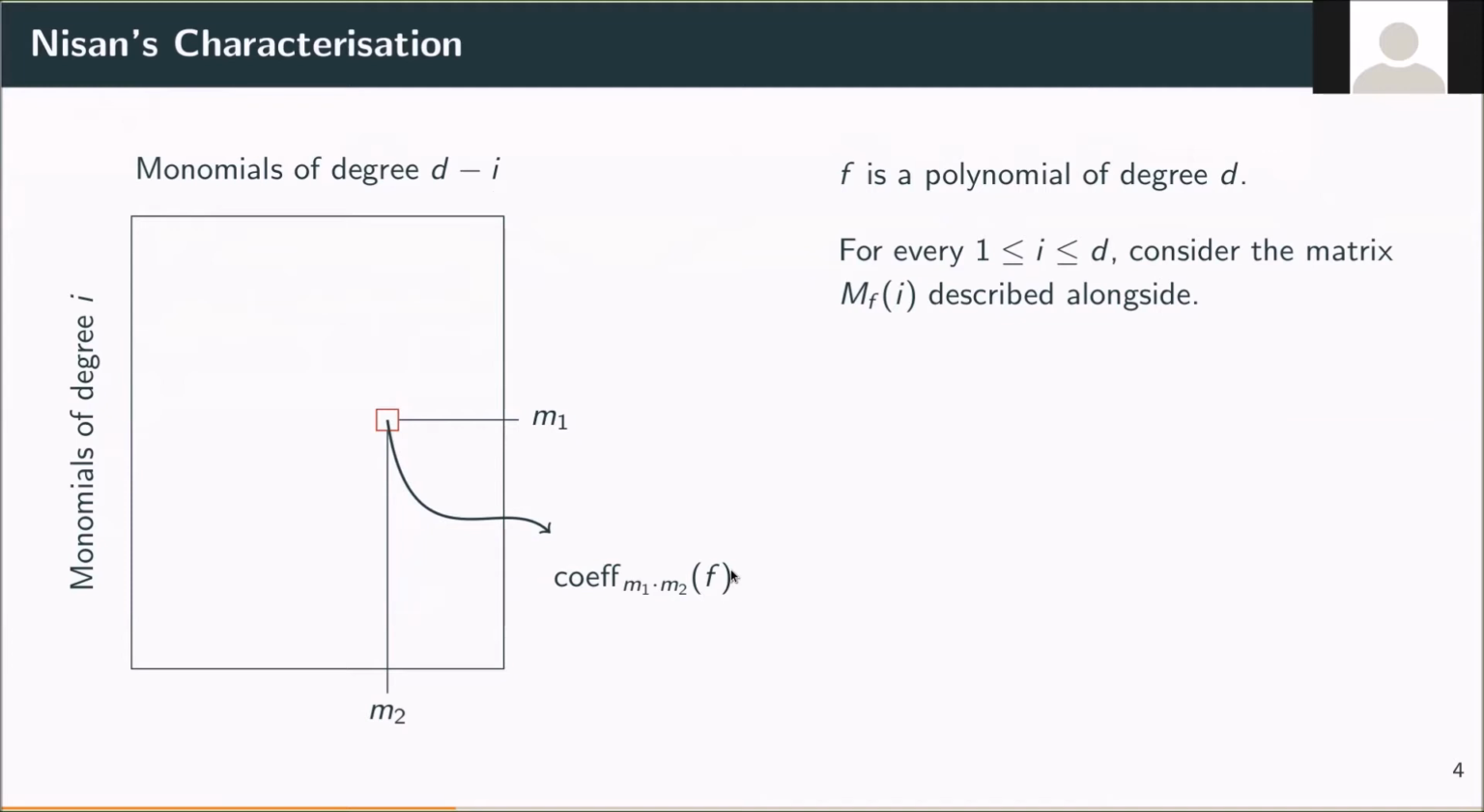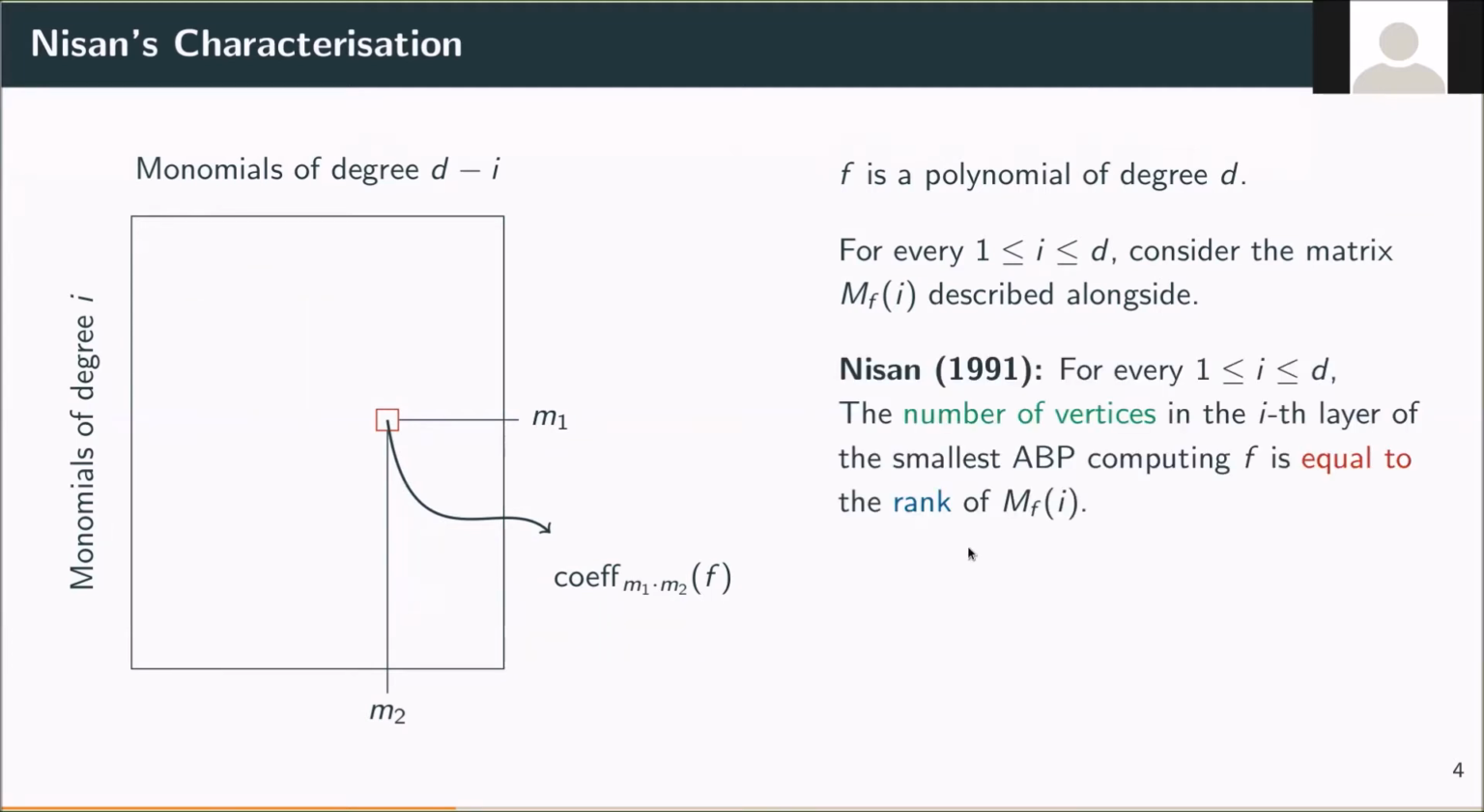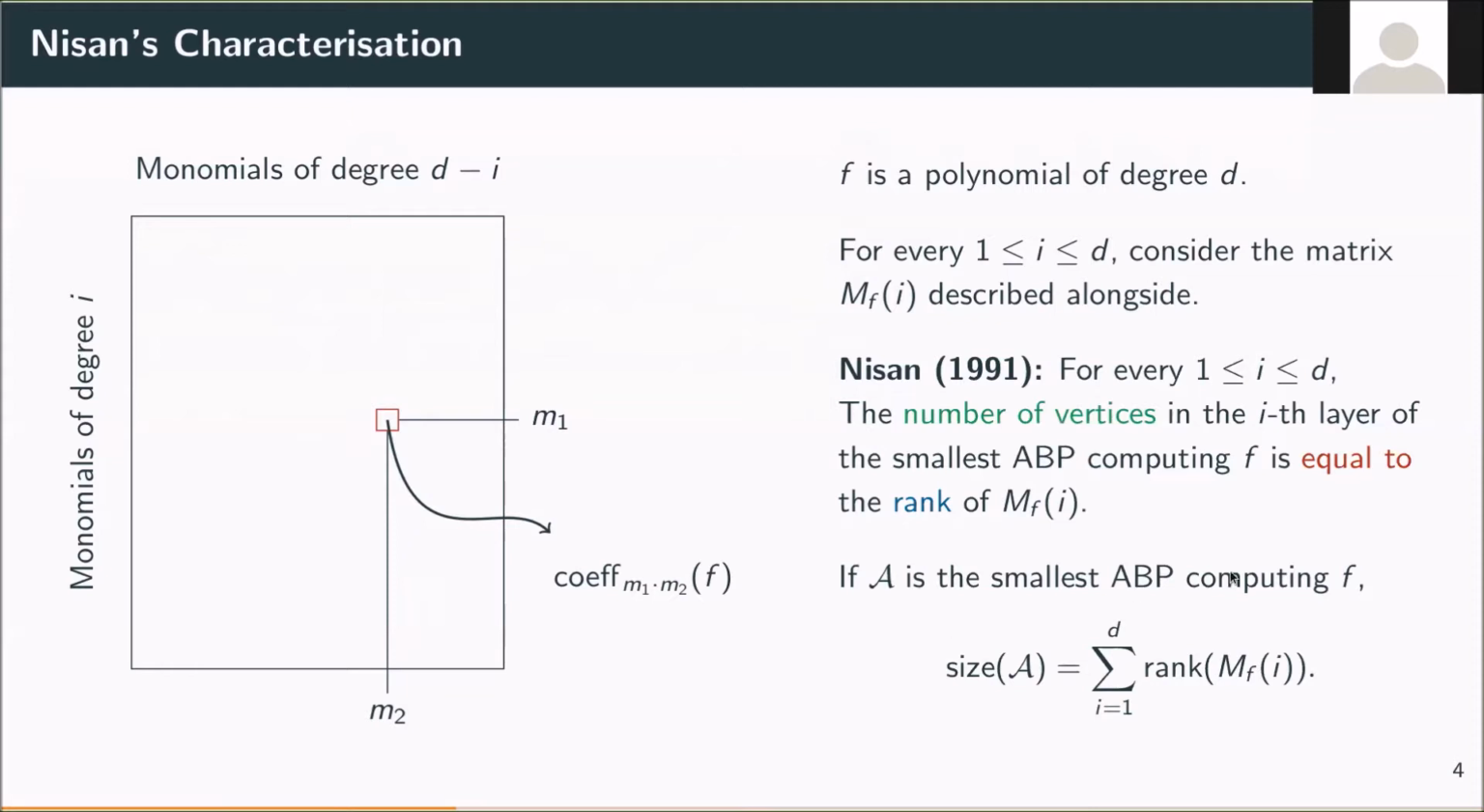What Nisan proved was that for any I between 1 and D, the number of vertices in the ith layer of the smallest ABP computing our polynomial F is exactly equal to the rank of Mi. Therefore, the size of the smallest ABP computing F is the sum of the ranks of the D matrices M1, M2 up to MD. Using this, he gave an exponential lower bound against non-commutative ABPs and hence against non-commutative formulas.